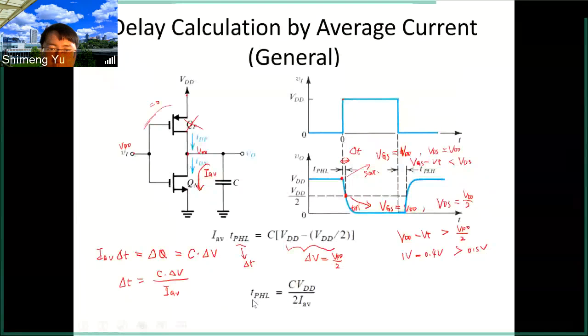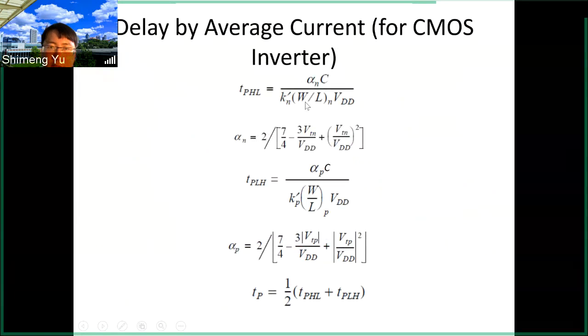So here in the textbook by Sedra and Smith, there is a tedious derivation to reach this conclusion. tPHL equals alpha n C divided by Kn prime W over Ln VDD, and alpha n is a coefficient with respect to those voltages, like the threshold voltage and VDD. So we're not going to show this tedious derivation here, and what is most important here is the approach we use.